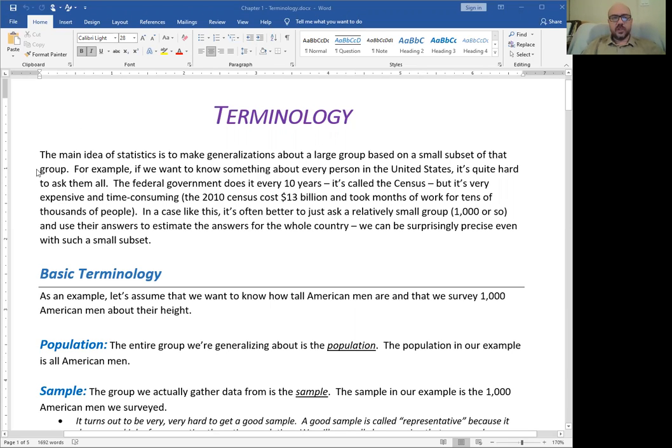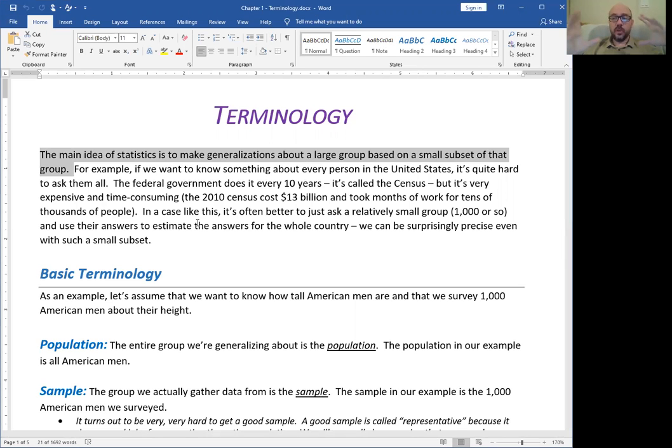So I want to start here with the main idea of statistics. So this right here is the main idea of statistics. We want to not have to sample an entire group of things that we're trying to learn about because there are often too many of them. So for instance, I'll just use a basic example here. If we want to know something about every person in the United States, it's very hard to ask them all. In fact, it's very hard to even count them all, right?